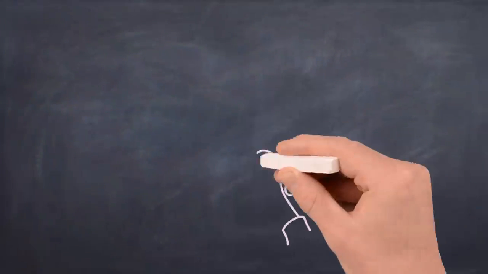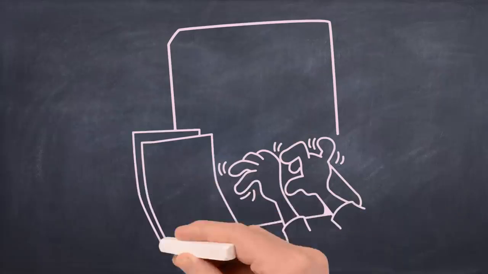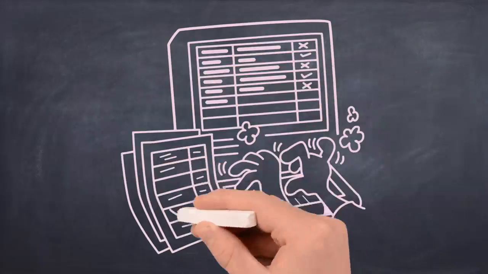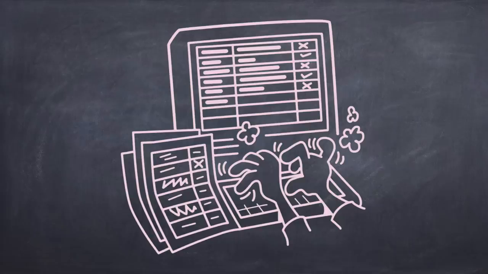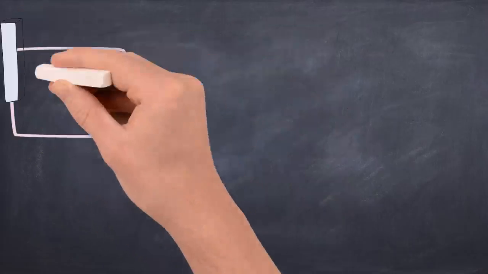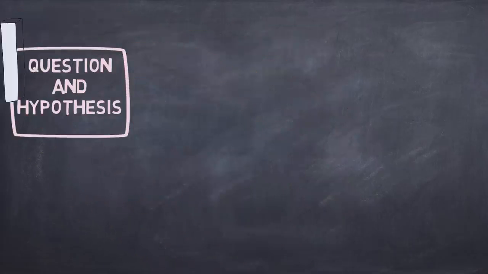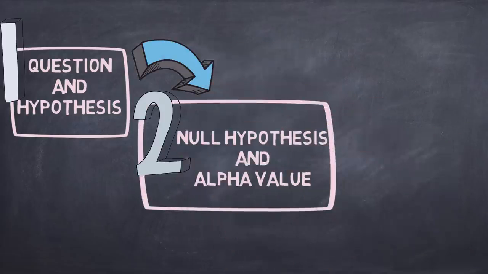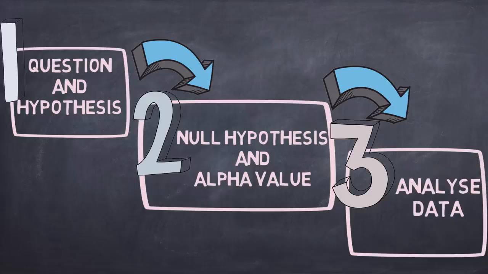At this point, I want to say this. It's not good science to take a data set and just randomly stab around blindly hoping to find something that's statistically significant. Before you interrogate the data, you start off by defining your question, your hypothesis. You define your null hypothesis. You identify the alpha value that you're going to use, and then you analyze the data.